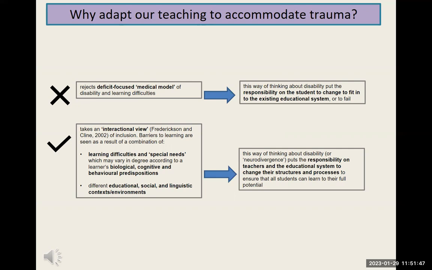Instead, this way of thinking about inclusion takes an interactional view, where barriers to learning are seen as a result of a combination of an individual's learning difficulties and special needs, plus the different educational, social, and linguistic contexts or environments that they're in. So this way of thinking about disability, which might also be called neurodivergence, puts the responsibility on teachers and the educational system to change their structures and processes to ensure that all students can learn to their full potential.